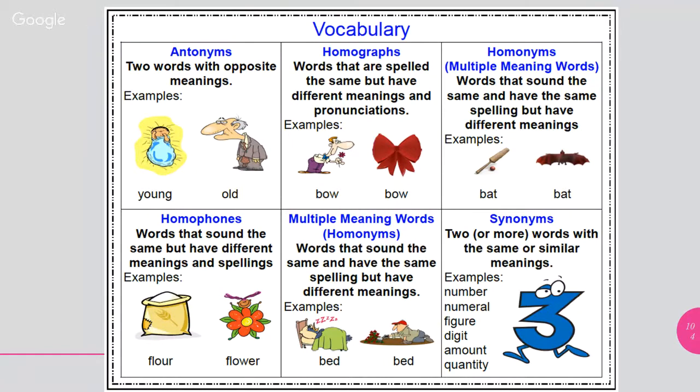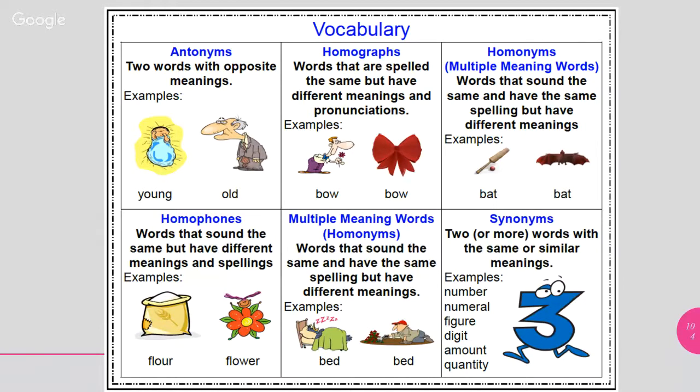Antonyms are two words with opposite meaning. Young, old. Homographs are words that are spelled the same but have different meanings and different pronunciations. For example, bow and bow. Bow, when we try to shoot, we say bow. But when we bend respectfully to someone, we say bow. Homonyms are words that sound the same and have the same spelling but have different meanings. Bat, bat. The spelling is the same, the pronunciation is the same, but the meaning is different.